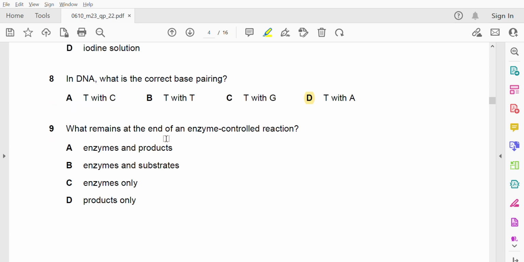What remains at the end of an enzyme control reaction? Enzymes and products, or enzymes and substrates, enzymes only, or products only? Enzymes and products remain because the enzyme also does not get used up. So the correct option is going to be A.